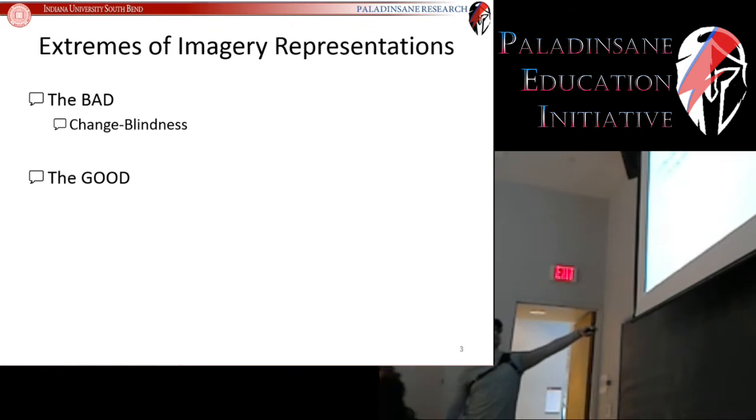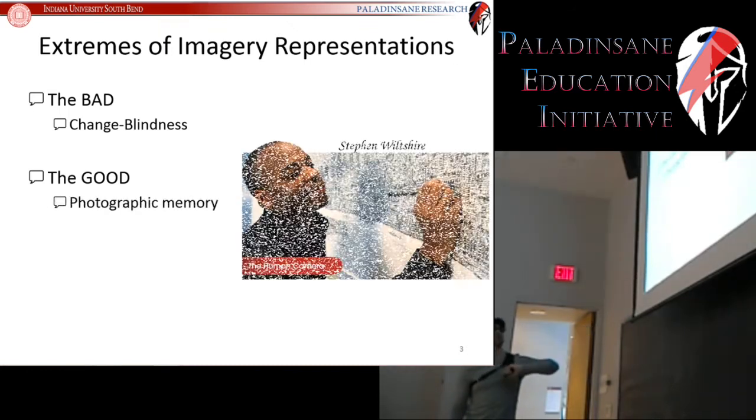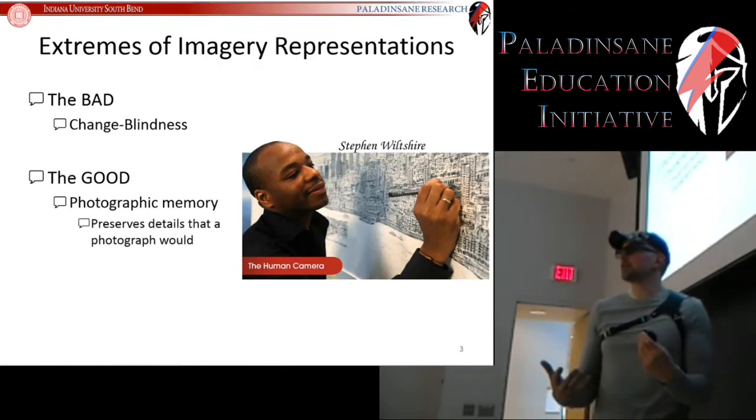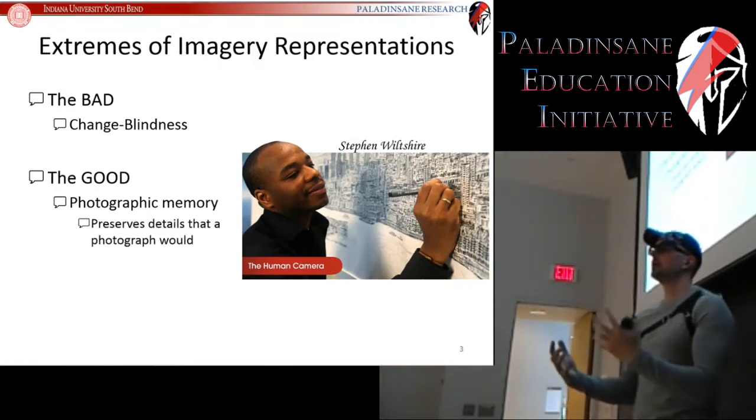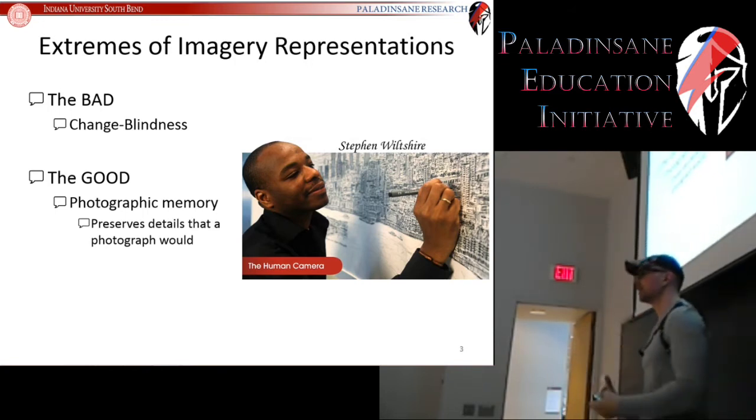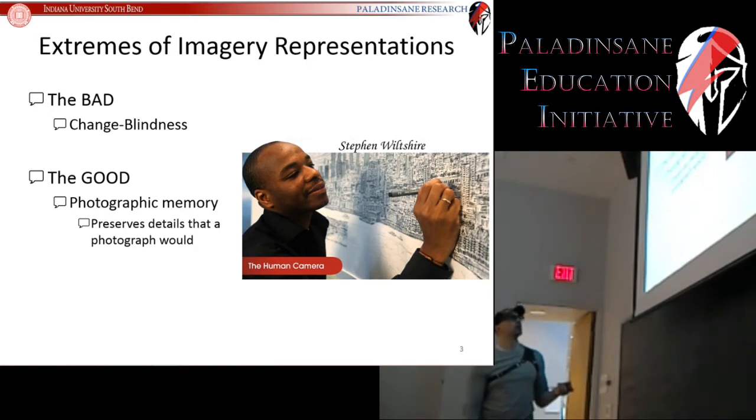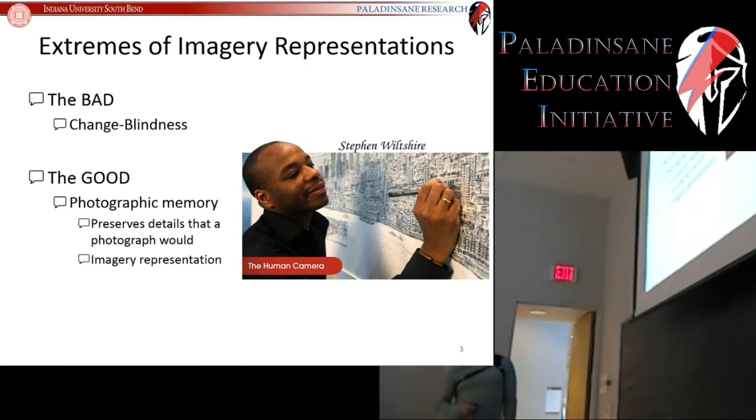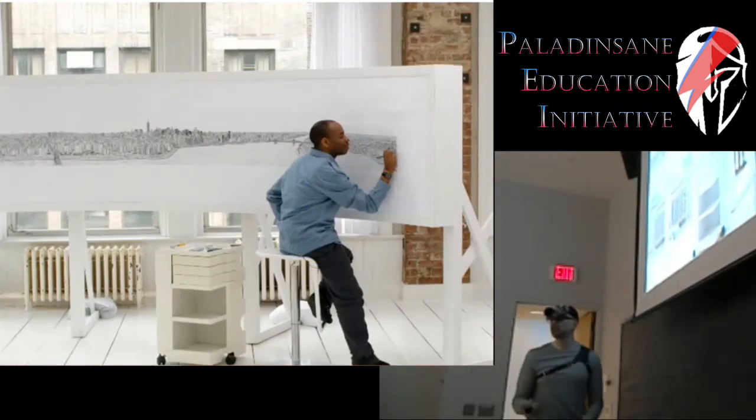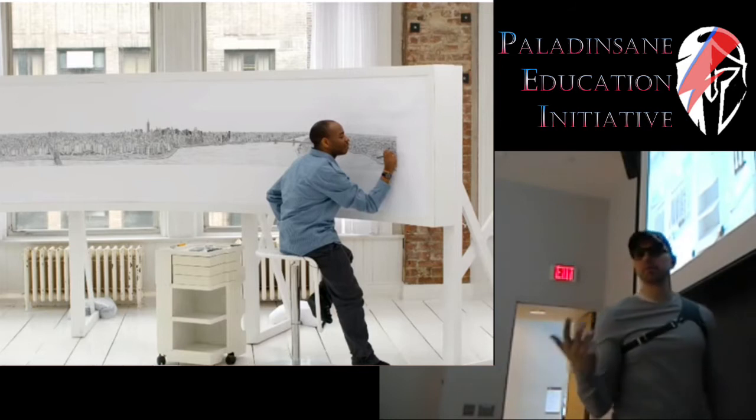So our representations, as revealed in change blindness, show that we don't really represent a lot of detail in our imagery representations. But then you get things like photographic memory and what we saw with Stephen Wiltshire, and we can see that in some individuals, their memory for image information almost seems limitless, almost seems boundless. So we saw that his imagery representation is very detailed, and it preserves a ton of detail. We saw this with his drawing of New York after a 20-minute helicopter ride.